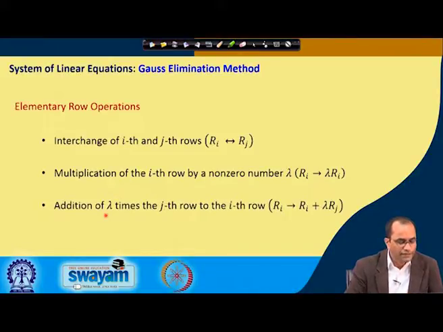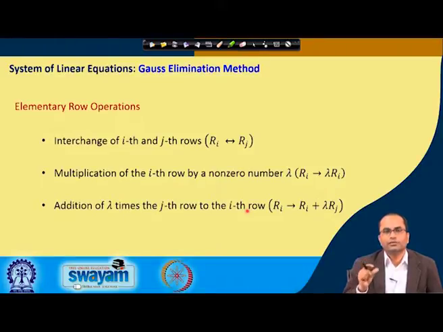Here, the row operation is addition of lambda times the jth row to the ith row. We multiply the jth row by a non-zero number lambda, because if lambda is 0 then we are not adding anything to Ri. We then add this lambda times the jth row to the ith row, and in terms of the operation we write Ri becomes Ri plus lambda Rj.